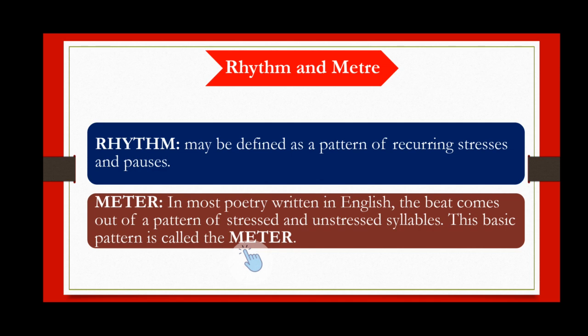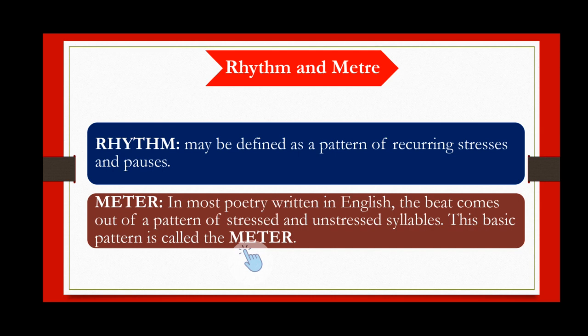So when we organize all these stressed and unstressed syllables in a line of poetry, we call it meter. Then how can we differentiate rhythm from meter? So rhythm is simply the stressed and unstressed syllables in a line of poetry. Or you can call it a swing or a movement that we hear in a line of poetry. Then what is meter? In a meter, we organize the stressed and unstressed syllables. We measure how many feet are used in a line of poetry.